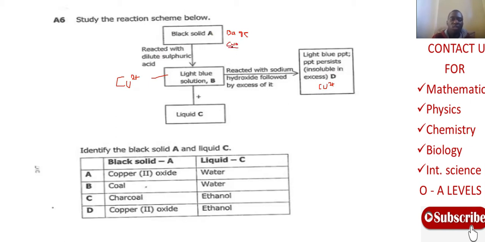So we have analyzed that. Copper(II) oxide will give us copper(II) solution and water. So let's look at what we have. This solution, we can easily identify it. Our black solid here, the answer is actually A. We have copper(II) oxide and the water.